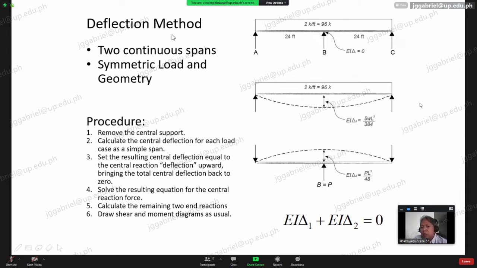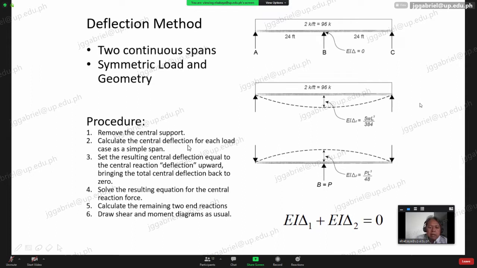That's why it is called deflection method. So the formula is 5WL cubed over 384. Now, actually, that's 384 EI. But notice that we move the EI to the front. E is the modulus of elasticity of the material of the beam. I is the sectional property. So this is EI delta. EI times the deflection equals 5WL cubed over 384.